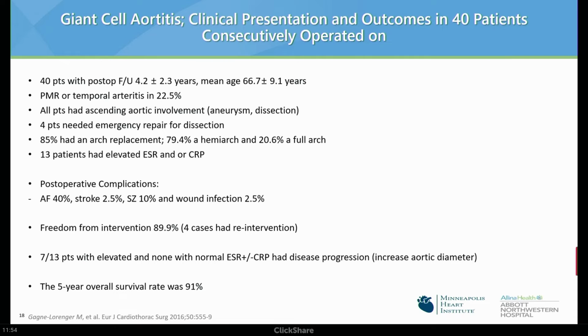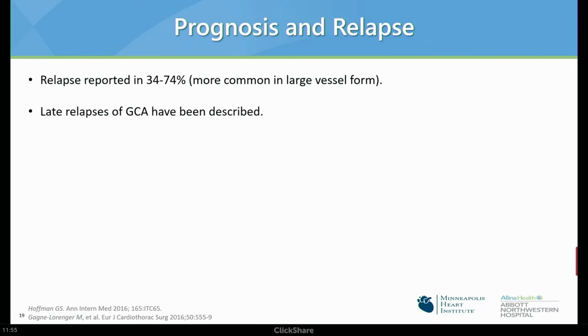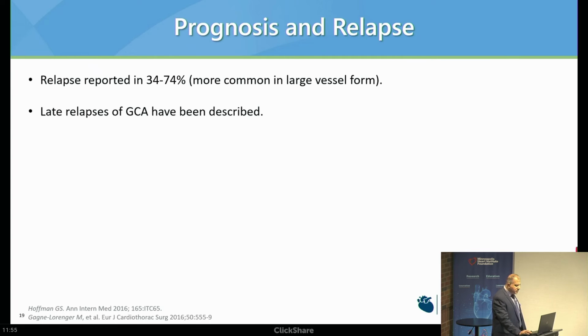That's why I work closely with my vascular surgery colleagues to ensure that the disease is inactive before they go and operate in these patients, because we know for sure that the recurrence risk or complications are high in patients with active disease. And 5-year overall survival is 91%. Prognosis and relapse.